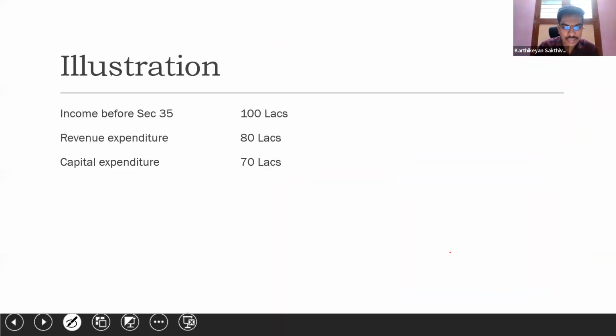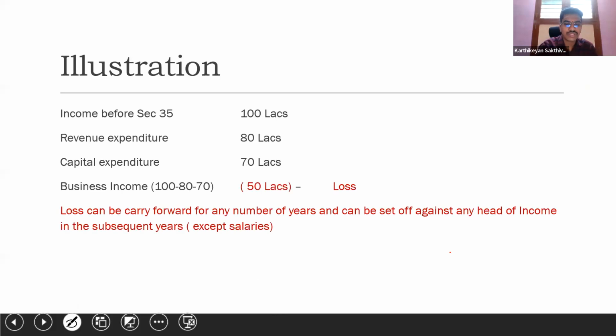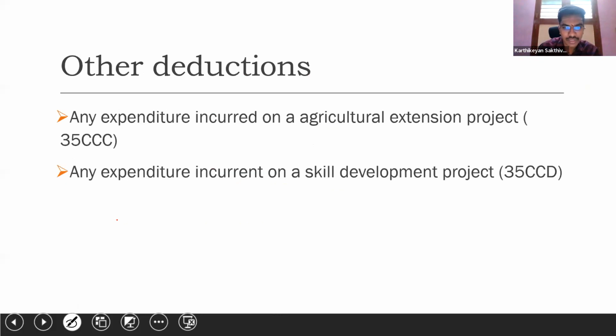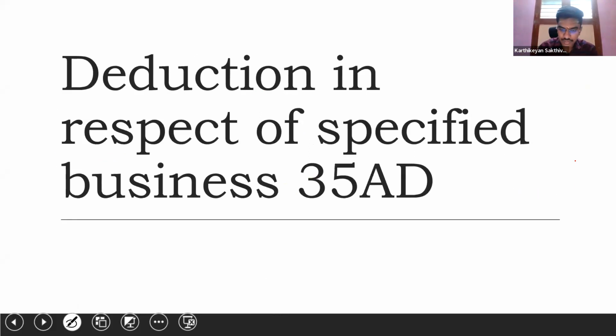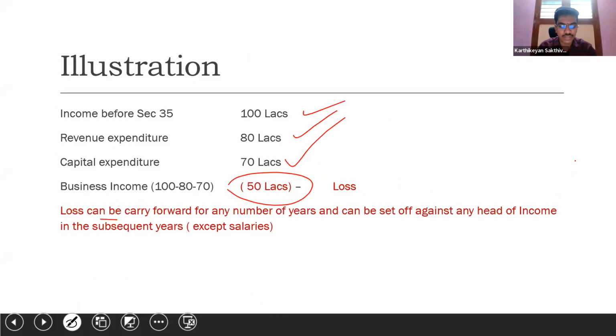So we'll just take this example. First, the income before section 35 was 100 lakhs, revenue expenditure 80, capex 70. So உனக்கு வந்து total 50 lakhs loss வந்துரும். Right? This can be carried forward for any number of years and can be set off against any head of income. So இதை வந்து ஸ்பெசிஃபிக்கா நம்ம திரும்ப லாஸஸ் பார்க்கறச்சேவும் பார்ப்போம், right? So if any expenditure is incurred for agricultural extension project, reduction can be claimed under section 35CCC. And if it is for any skill development project, it can be claimed under 35CCD. Right? So this is in relation to the research expenditure.